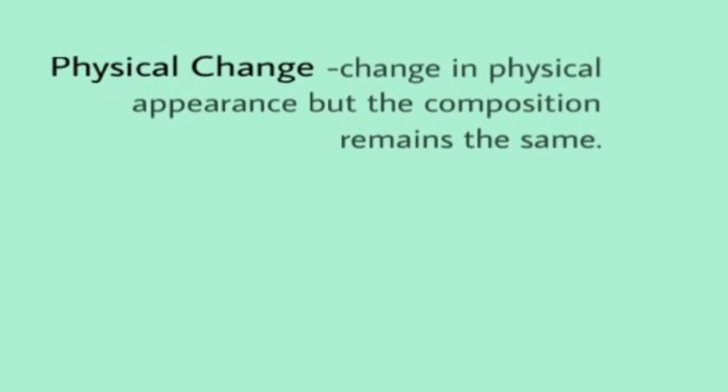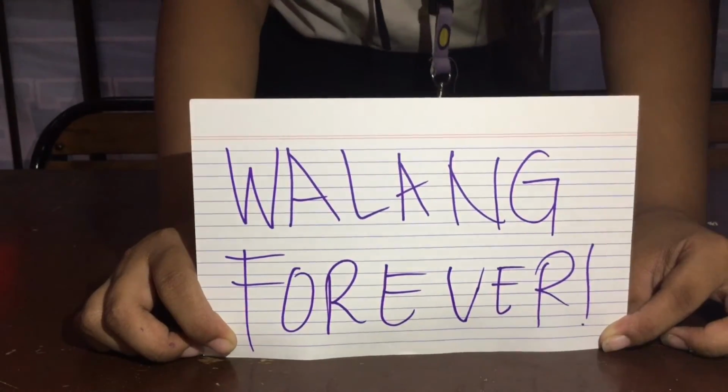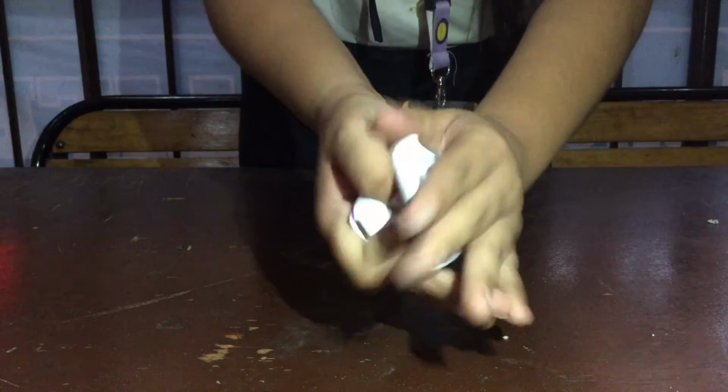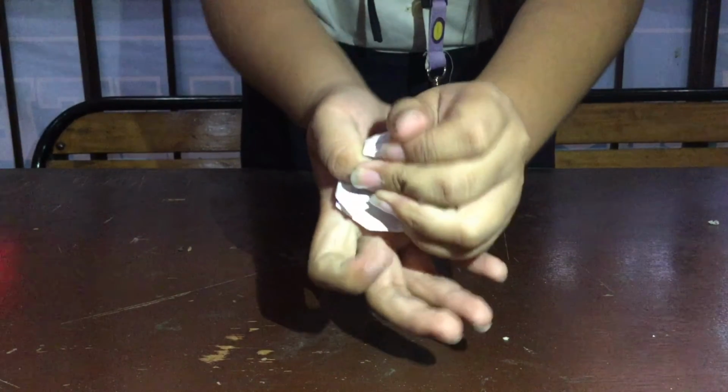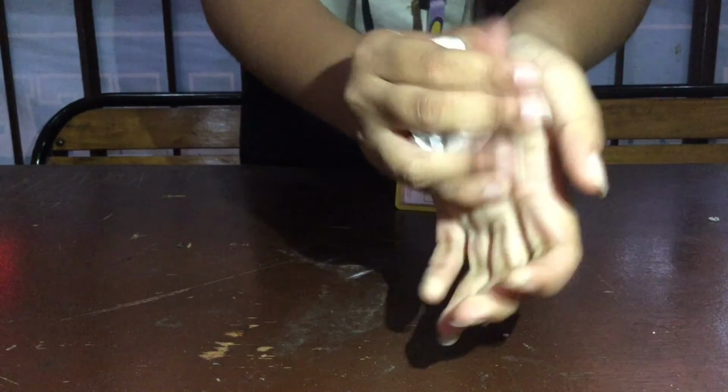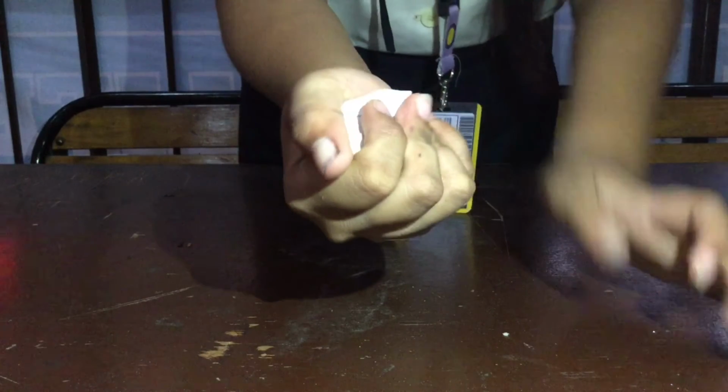Physical change. A change in physical appearance, but the composition remains the same. For example, you can take a flat, smooth sheet of paper and crumple it into a ball. While it may look very different in this form, it is still paper. A change like this, which alters a substance's appearance without changing its chemical composition, is known as a physical change.